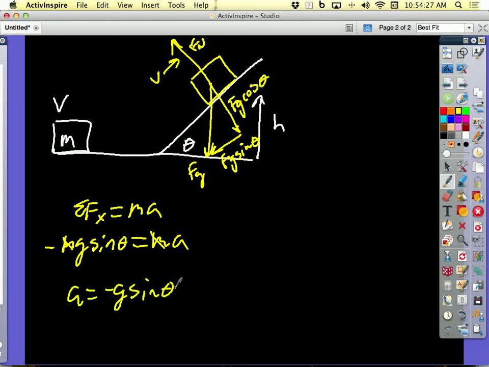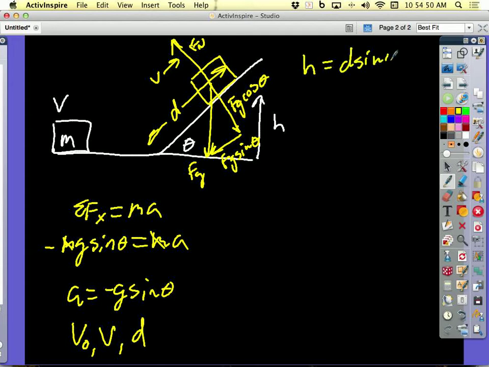So I know my initial velocity is v0. My final velocity is going to be 0, and I just want to find d. D is my distance up the incline. Now, how does h relate to d? H is d sine theta. I'm looking for d. That's going to be h over sine theta.